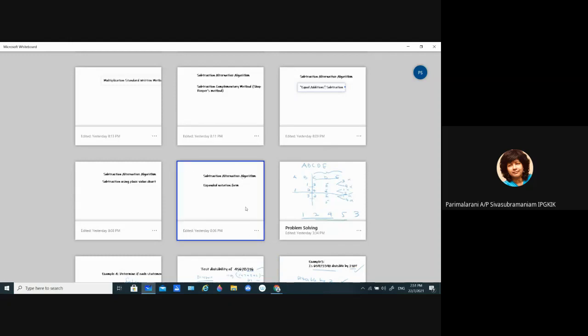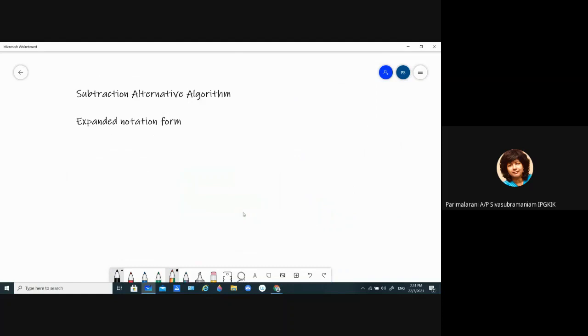Okay, now we're going on to subtraction. Subtraction alternative algorithms, okay? First one is expanded notation, just like how you did for addition, okay? Same thing, 63 minus 27. So this is 60 plus 3. This is 20 plus 7, okay? Now you want to minus this whole thing, okay? So how do you do this?